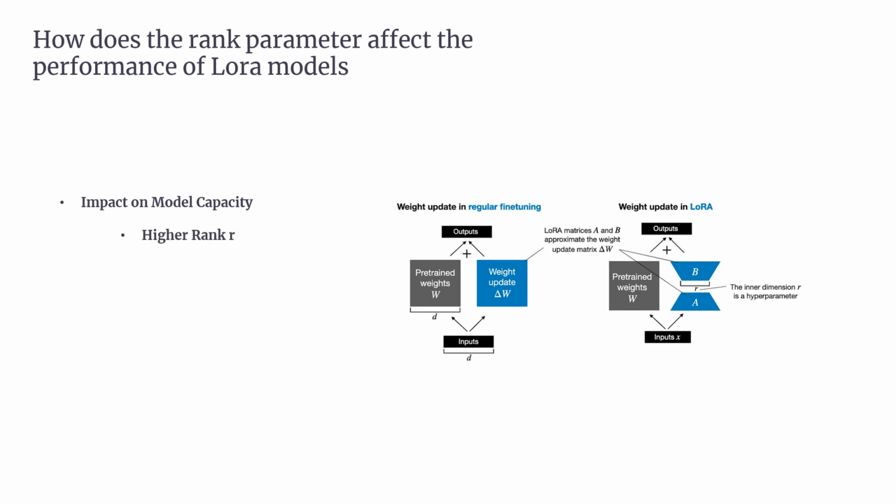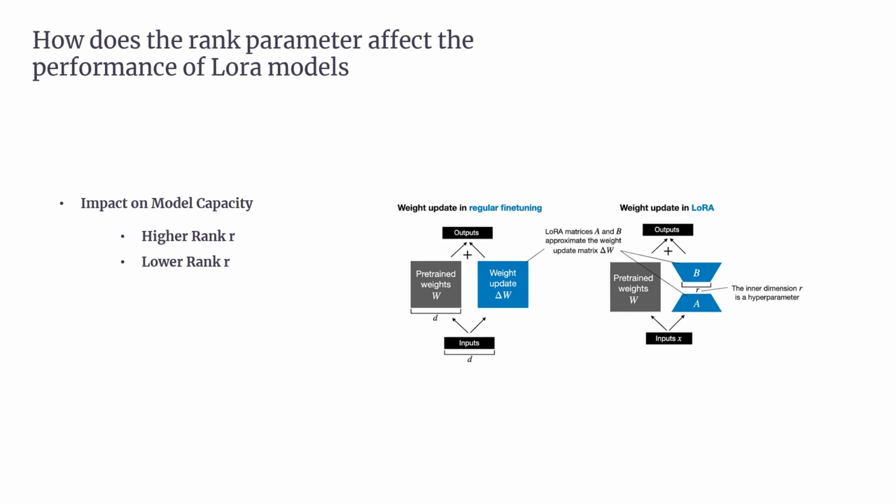The first, impact on model capacity. For higher rank R, more capacity. A higher rank allows the model to capture more information and patterns, which enhances its ability to adapt to specific tasks. Better performance. This can lead to improved results on complex tasks because the model can capture more nuanced details.